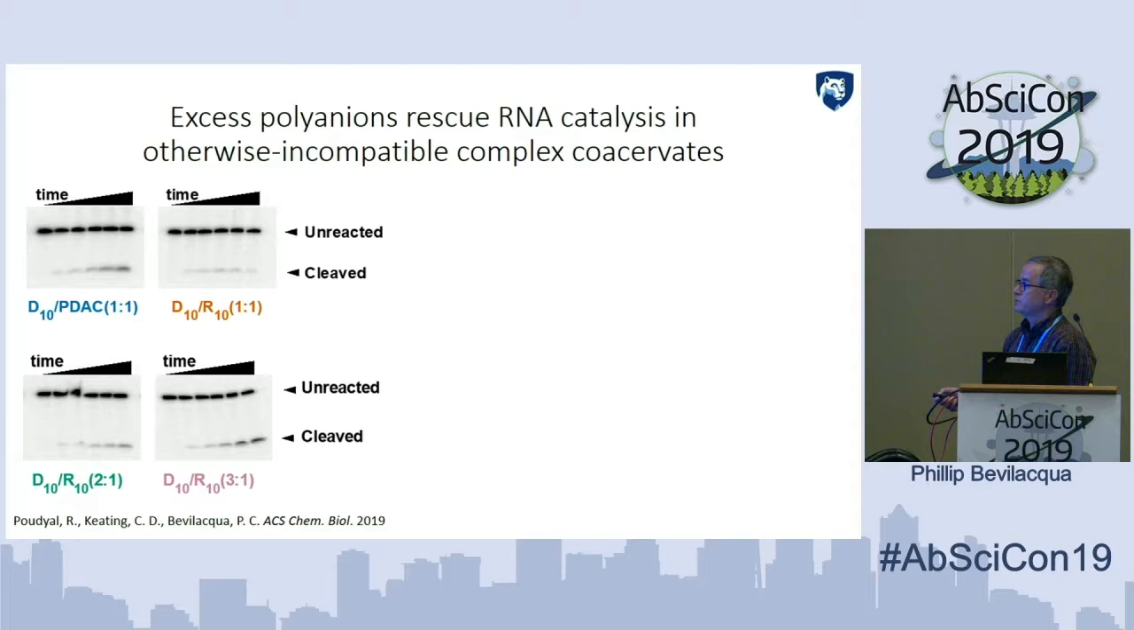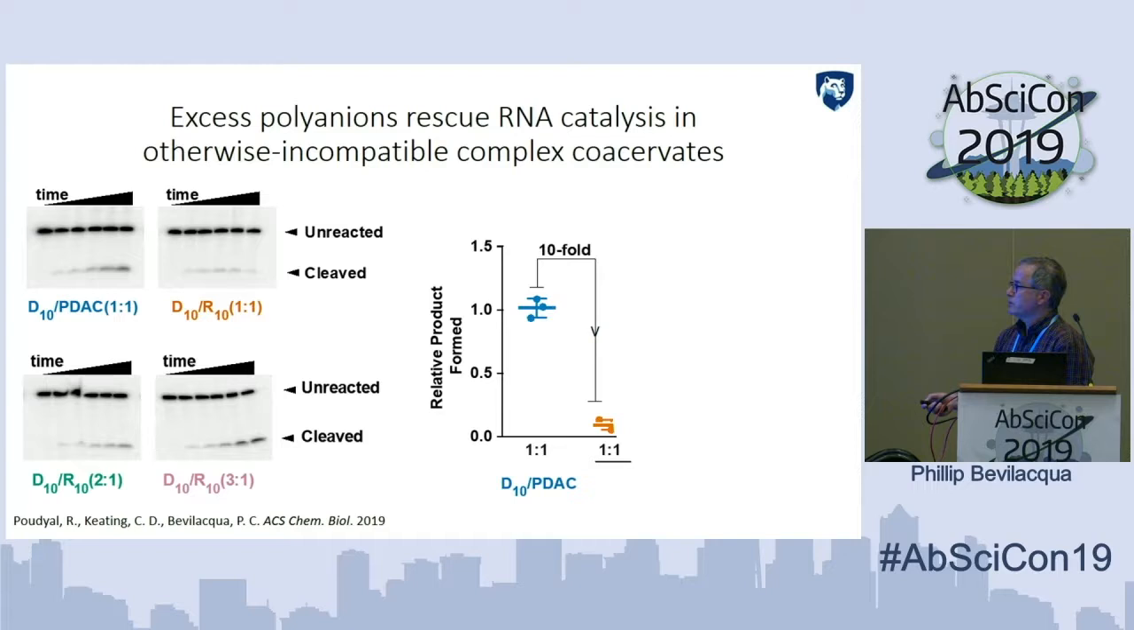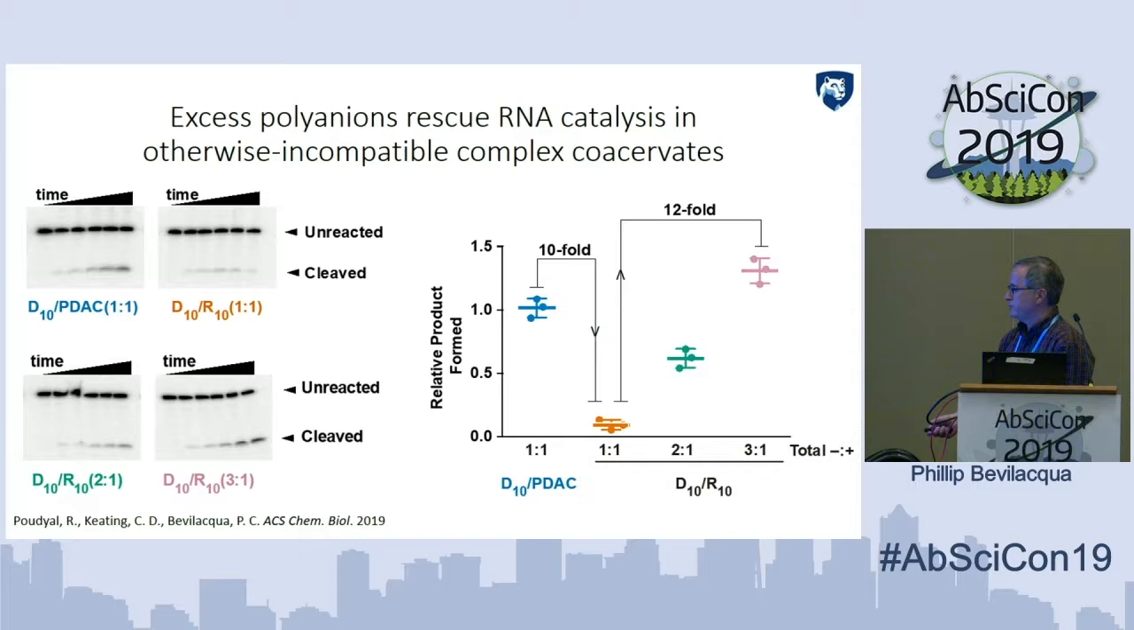And so we start here, rather than starting with the oligoaspartic acid interacting weakly with a quaternary amine, we let it interact strongly with oligoarginine, in which there's very little reaction. And you can see that as you add increasing amounts of the oligoarginine, the reaction increases. And so the first thing, again, is we move from the quaternary amine to the oligoarginine, the rate drops tenfold, but then as we add in up to threefold excess of the oligoarginine, the rate is rescued and it increases back up 12-fold. So quite strikingly, this mechanism is general and works in cases where there's otherwise incompatible coacervates.